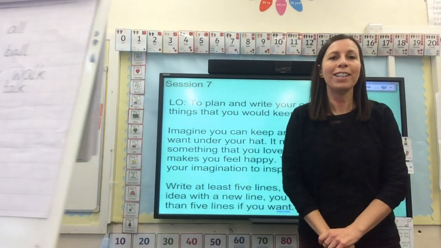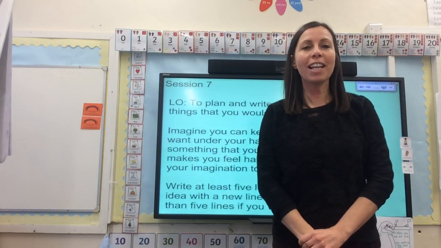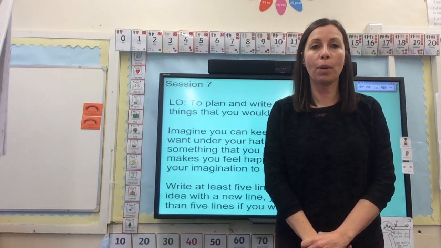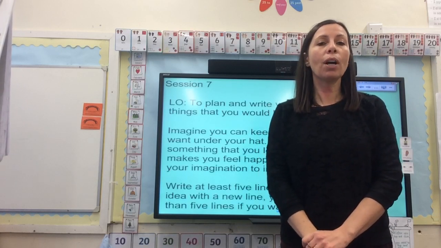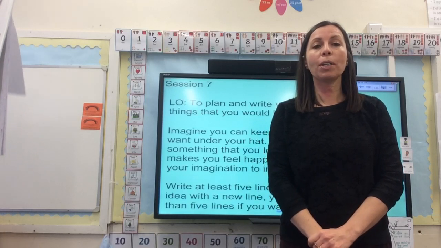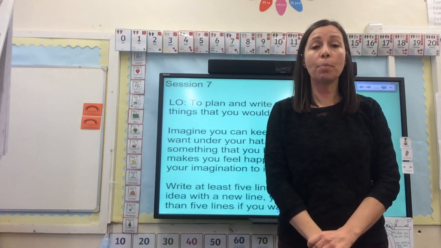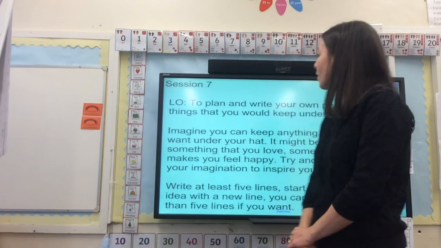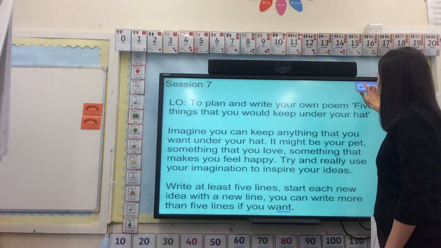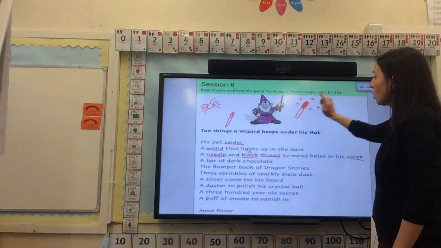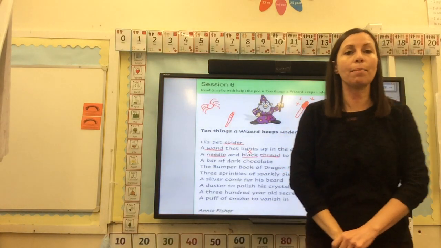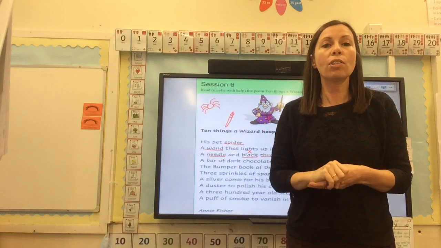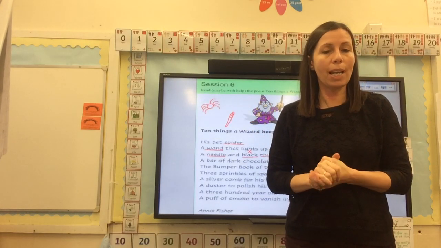Thank you, Miss Oliver. So, like I said, today we're going to have a go at planning and writing our own poem. Now you may think you can't do that, but actually we're going to make it really easy for you because we're going to use the model from yesterday, the 10 things. So yesterday's poem looked like this, 10 things a wizard keeps under his hat. And we're going to use a similar idea for us to write our own poem today.